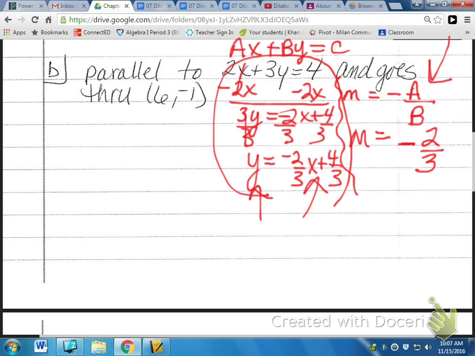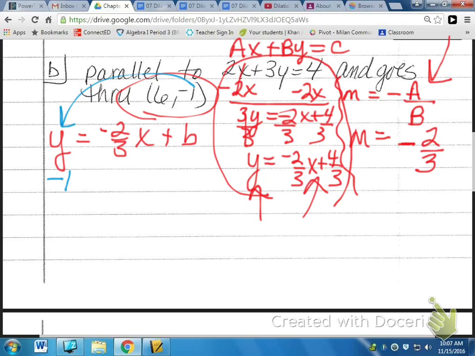Either way I go. Now, I use this point, 6, negative 1. So y equals negative 2/3 x plus b. Now I've got to plug the numbers in. So negative 1 for y goes in here, equals negative 2/3 times the 6 goes in for x. I'm going to put 6 over 1, plus b. Well, good news, the 6 and the 3 cancel and become a 2 and a 1.